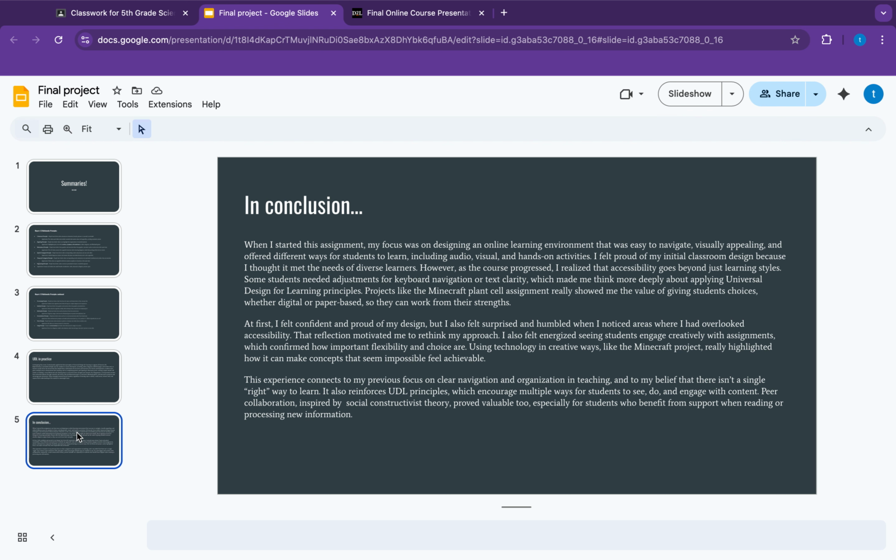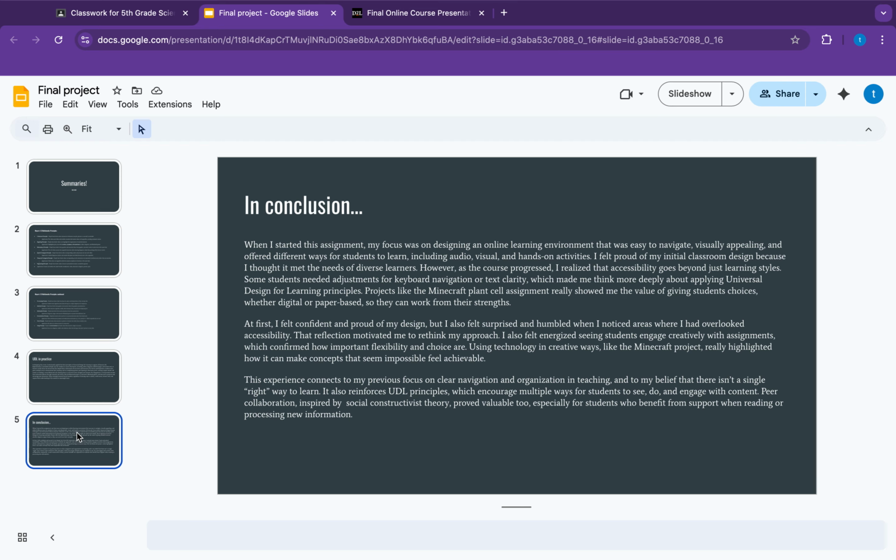In conclusion, when I started this assignment, my focus was on designing an online learning environment that was easy to navigate, visually appealing, and offered different ways for students to learn, including audio, visual, and hands-on activities. I felt proud of my initial classroom design because I thought it had met the needs of diverse learners. However, as the course progressed, I realized accessibility goes beyond learning styles.